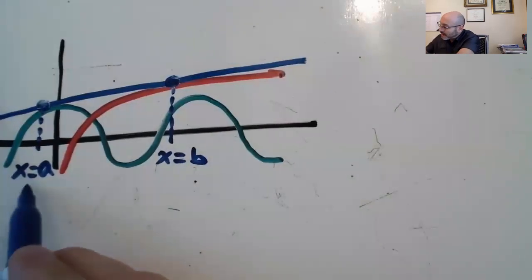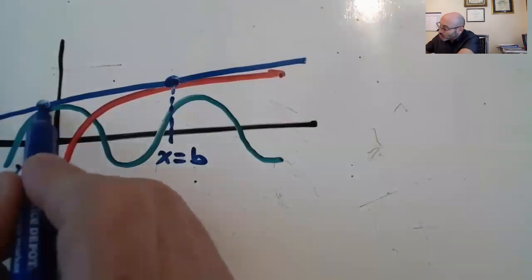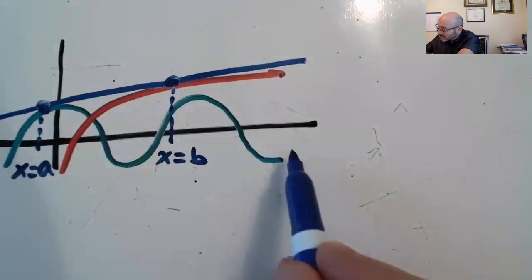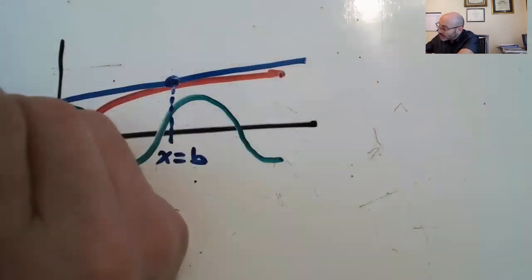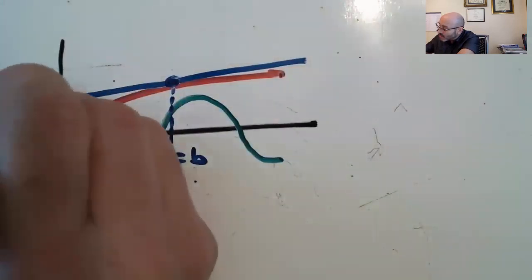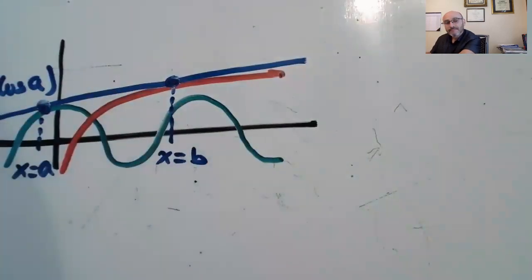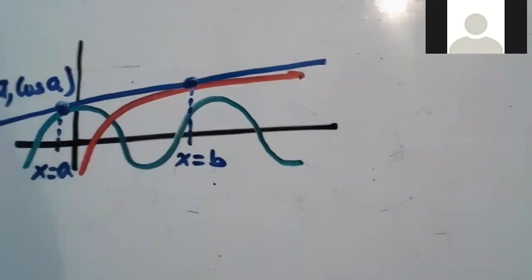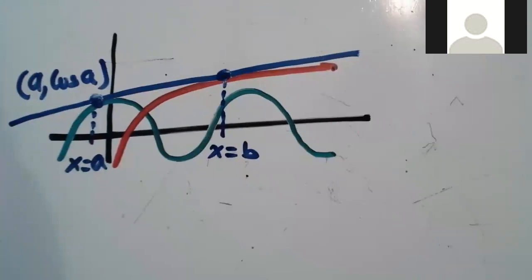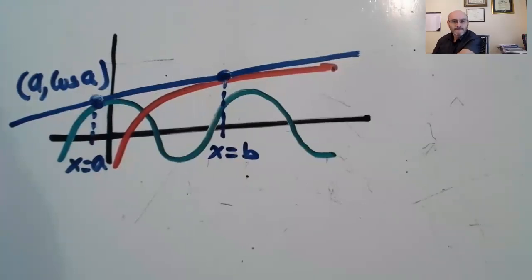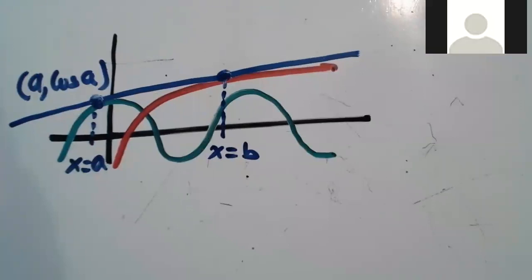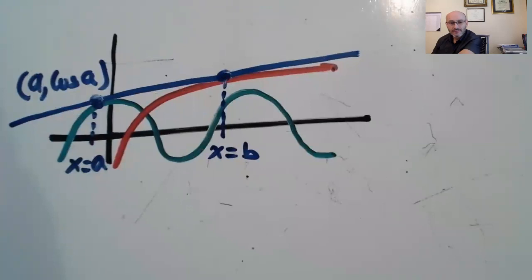If this is x and this point is on the cosine function, then this point has coordinates a, comma, cosine of a. How did you get that? I just named those points. How did you get cosine a? Because the point is on the cosine function. Okay, this green function is cosine.